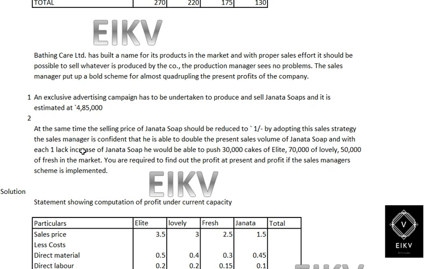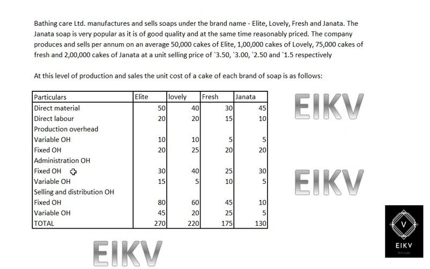soap, and with each 1 lakh increase of Janta soap he would be able to push 30,000 of Elite, 70,000 of Lovely and 50,000 of Fresh. And you are required to find out the profit at present and the profit as per the sales manager's approach. So this is the question. The question contains two parts.